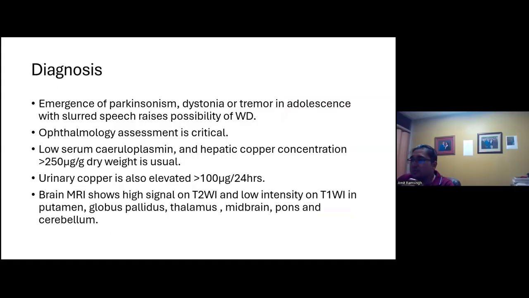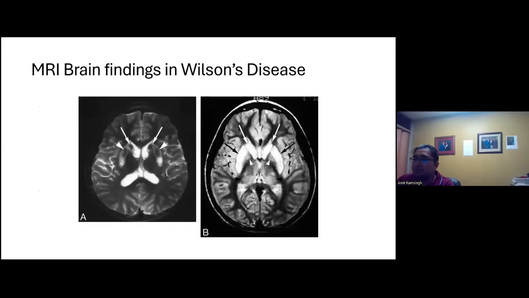Emergence of Parkinsonism, dystonia, and tremor in adolescents with slurred speech greatly raises the possibility of Wilson's disease. We have the combination of low serum ceruloplasmin and hepatic copper concentration of more than 250, which is quite diagnostic, as well as increased urinary copper, as well as more non-specific brain MRI findings in the brainstem, basal ganglia, as well as the cerebellum. So this is an example of the MRI brain findings within Wilson's disease.